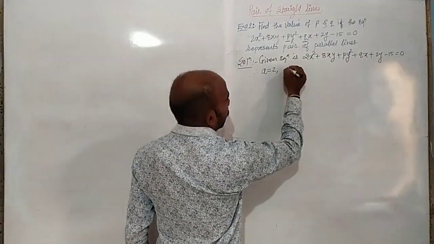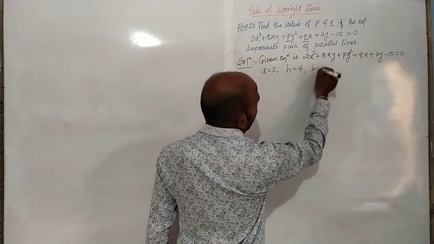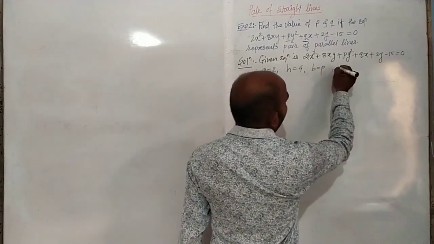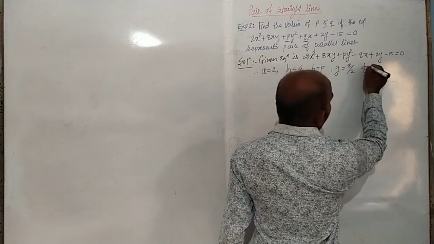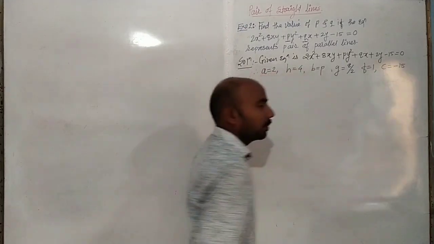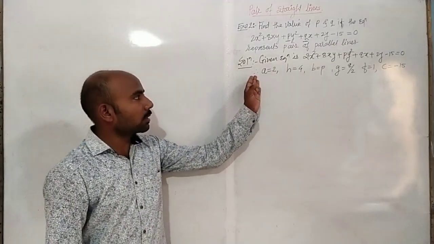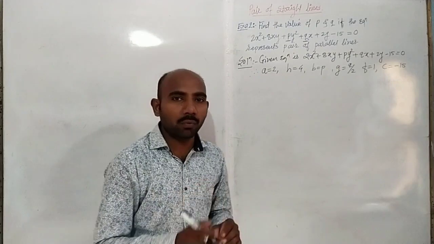h will be 4. h is equal to 4. b is equal to p. Then g is equal to q by 2. f is equal to 1 and c is equal to -50. So these are the values of a, h, b, g, f and c after comparing with the general equation.